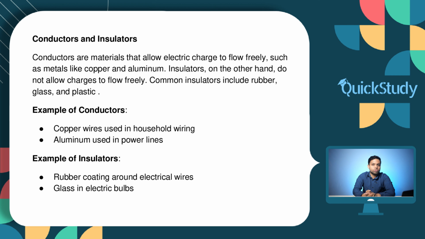We need to learn about conductors and insulators if we want to learn more about electricity. Conductors are materials which allow electric charge to flow through them, such as metals like copper and aluminium. On the other hand, insulators do not allow electric charge to flow through them. Common insulators could be rubber and plastic, which are regularly used in our household.